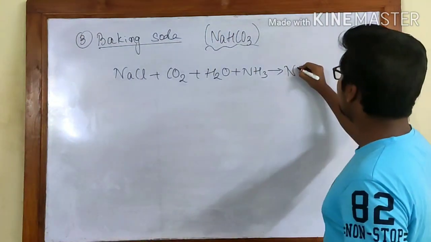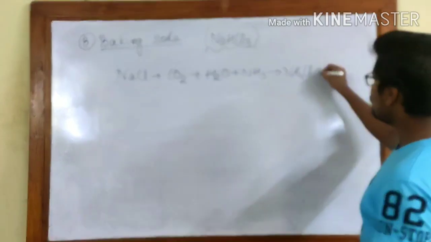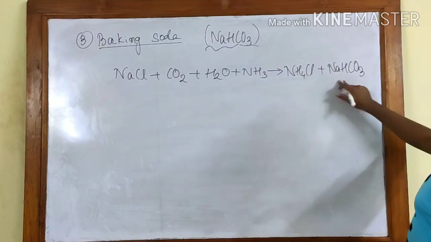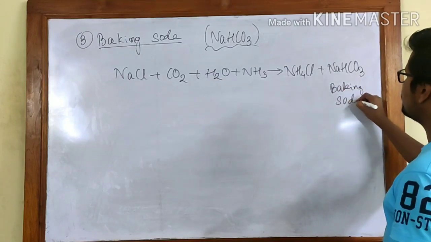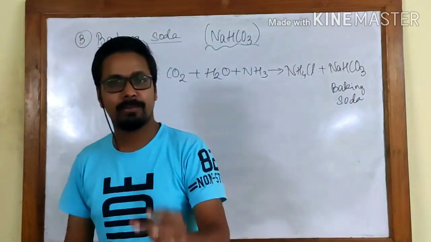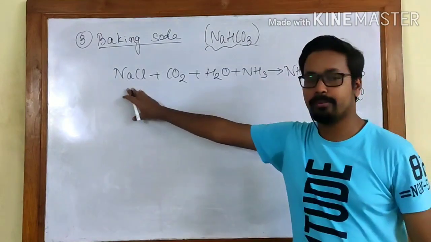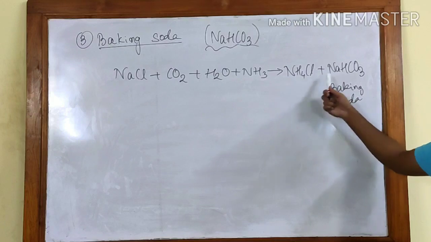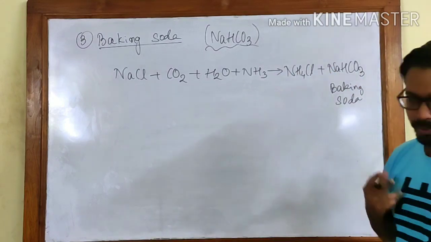First we form ammonium chloride, which is another salt, and along with it we form NaHCO3, which is our baking soda or sodium hydrogen carbonate. This is our baking soda. So baking soda, how is it formed? We will need sodium chloride in the presence of water, carbon dioxide and ammonia. So 3 more reactants along with sodium chloride. When they react together, they form these 2 salts. This is the ammonium chloride. Along with it, we have baking soda formed.